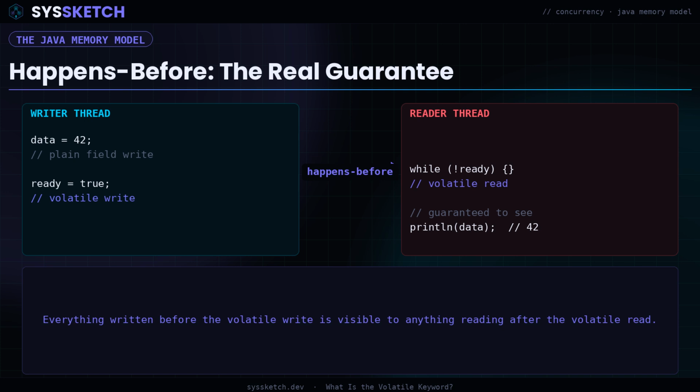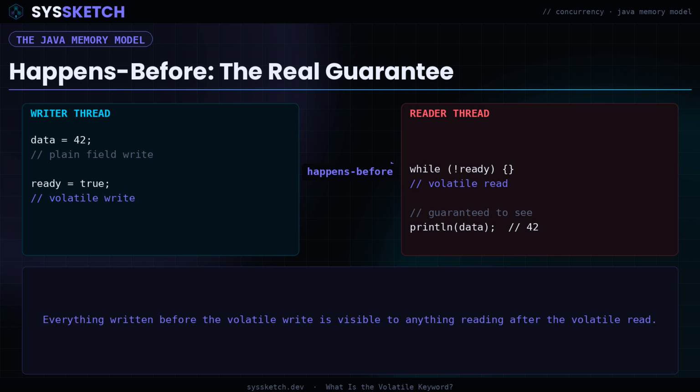So in a writer thread, you could write a plain field, then write a volatile flag. In a reader thread, once it reads that volatile flag and sees the new value, it's also guaranteed to see the plain field write that happened earlier, even though that plain field was never itself volatile. The volatile write and the volatile read act like a synchronization point that drags everything before it along for the ride. Here's the mistake that catches developers even after they understand all of this.